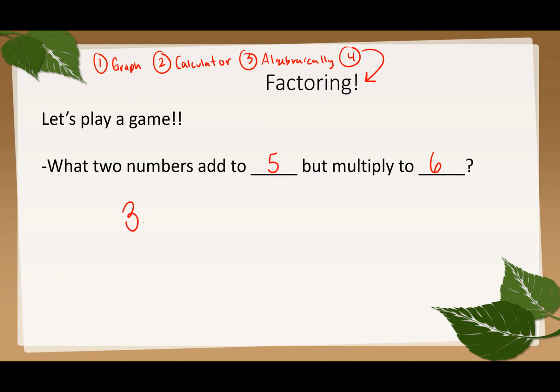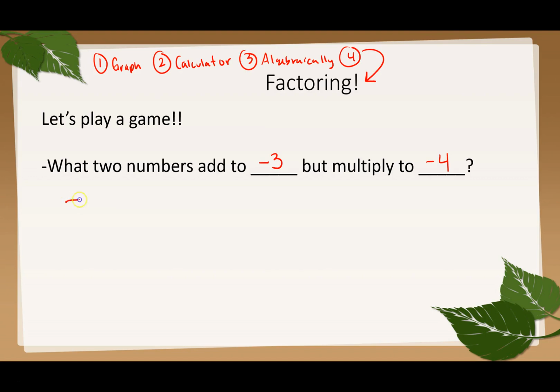Okay, if you said 3 and 2, or you said 2 and 3, you are correct, right? Because 3 plus 2 is equal to 5, and 3 times 2 is equal to 6. Let's try a couple more. I know, it's a fun game. All right, let's go with add to -3, but multiply to -4. Pause the video until you have the answer.